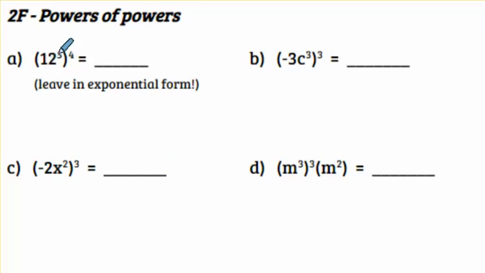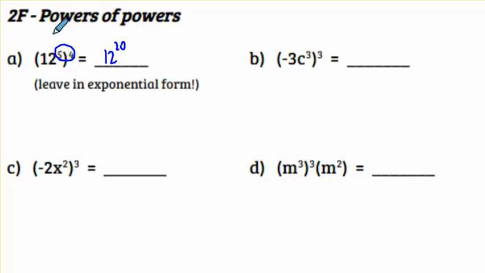Okay, we have 12 to the fifth power, and we're raising that whole entire thing to the fourth power. So we're going to wind up with 12 to the 20th power. Remember, when we have two exponents right next to each other, we multiply them.